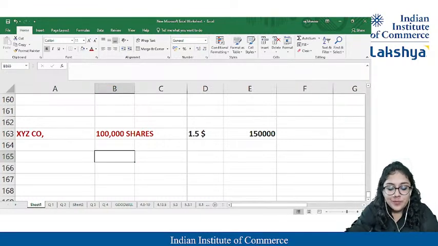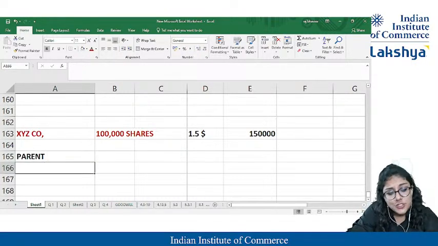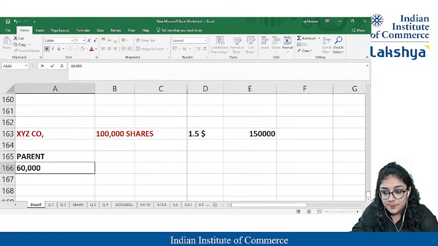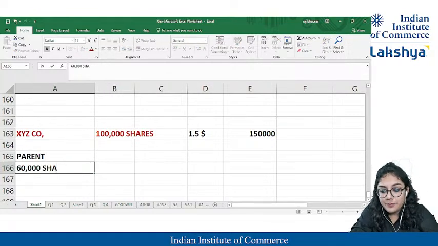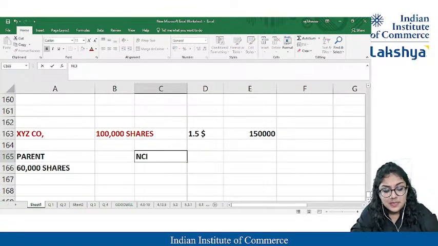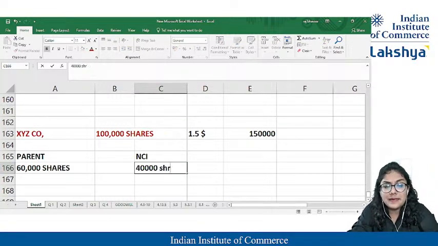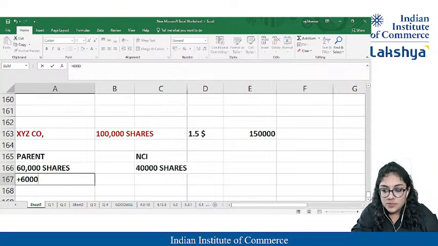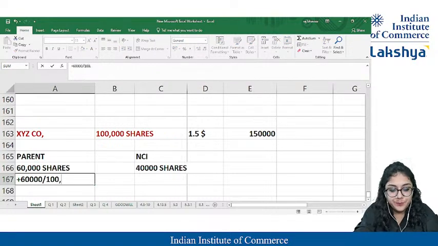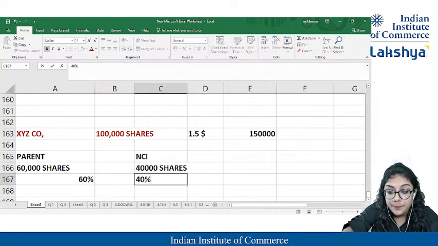For example, the parent company has purchased 60,000 shares, and there will be some other party, which is NCI, non-controlling interest, that has purchased some 40,000 shares. So what could be the ratio? Can you tell me what is the percentage of holding? Obviously, ma'am, 60,000 divided by 1 lakh. Yeah, cool. So I will be having 60%, and my NCI will be having 40%.